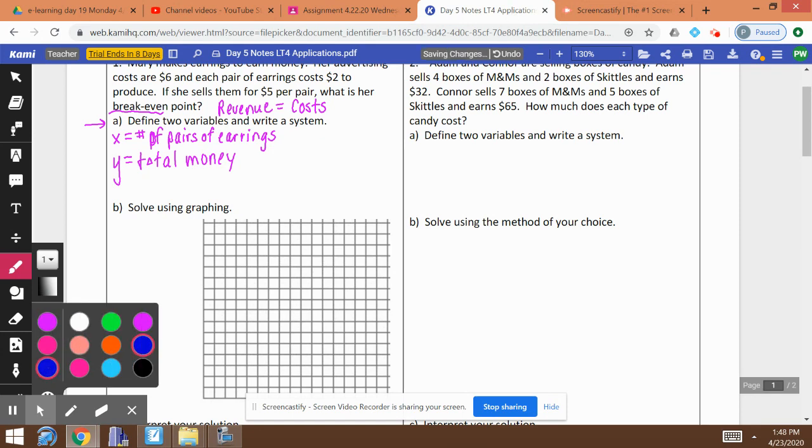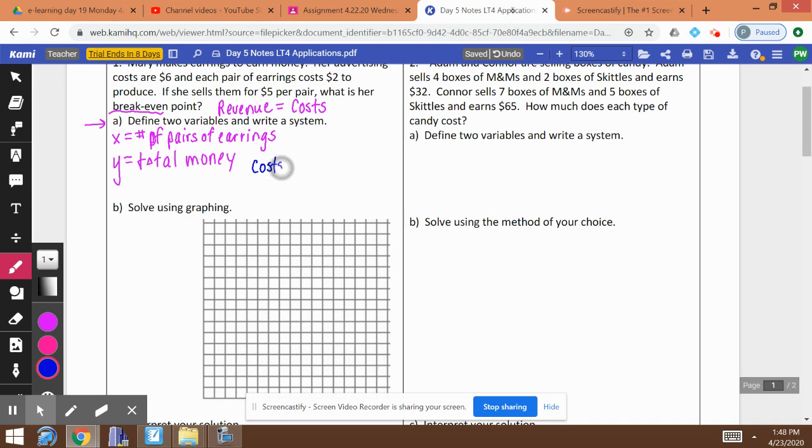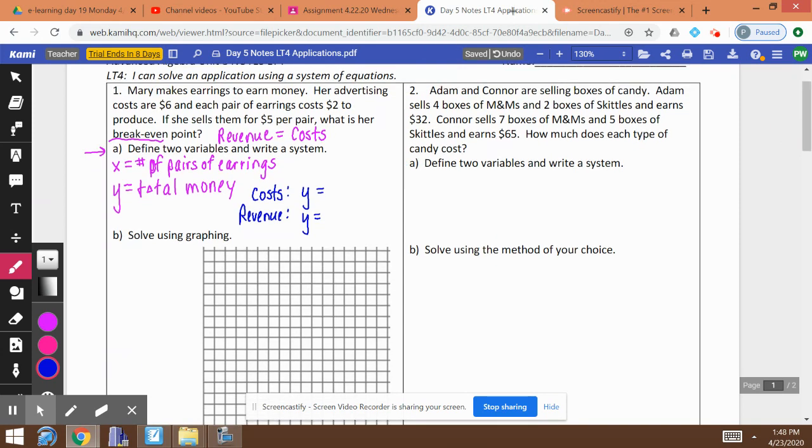With a system, you're going to write two equations. Now, this particular one, again, for break-even point, we want to think about her costs, and we want to think about the revenue that she earns. Okay, so we need to write an equation for both. Both have to do with money. So both are Y equals, and again, it depends on the money. So her costs, what does it take her to spend? Her advertising costs are $6, and each pair of earrings costs $2 to produce.